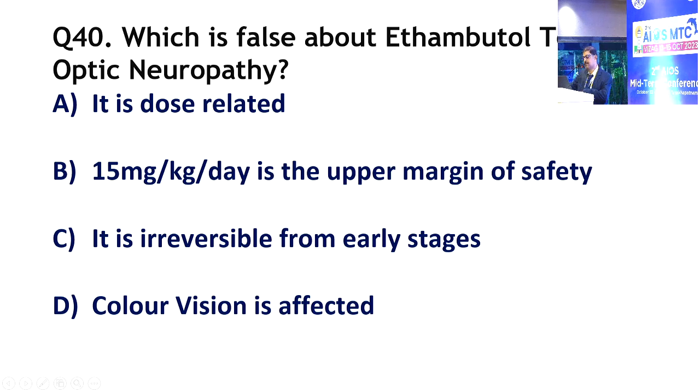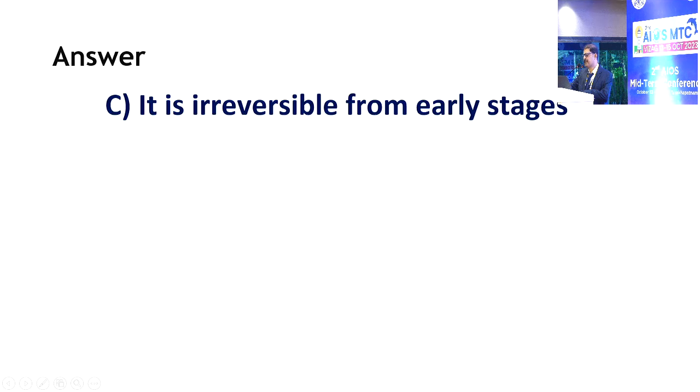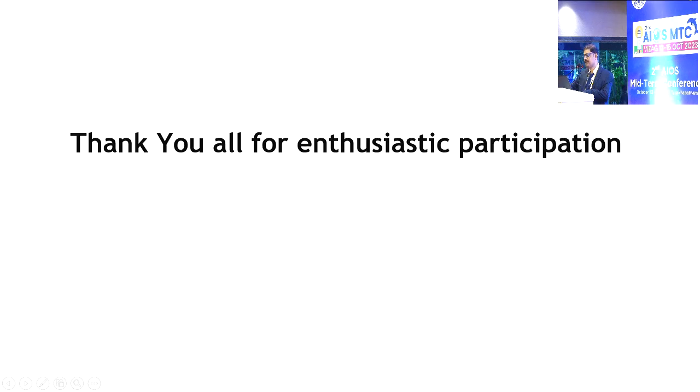Okay, time is up. Both option A and B are seen actually. It is dose related, and the dose is correct, 15 milligrams per kg per day, and color vision is affected, and it is reversible in the early stages. If you find any patient with ethambutol toxicity early, you will be able to save his eyesight. Very important point to take home. So option C is the answer, and I thank all of you for the active participation.